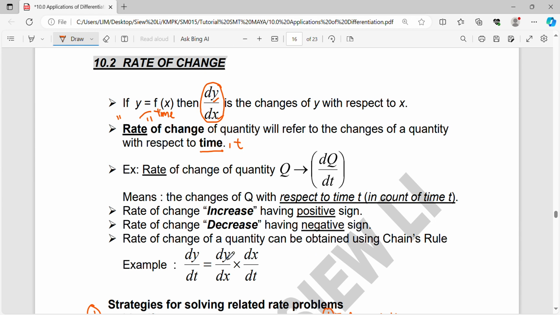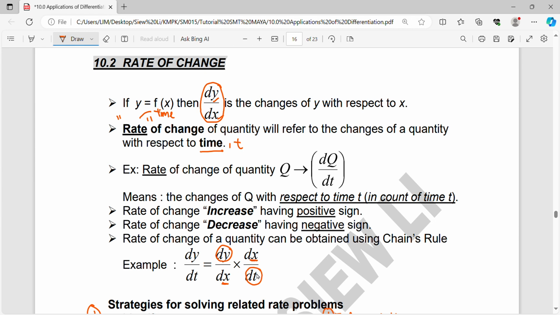Let's say we want to find dy/dt. How do we obtain this dy/dt? We start with the quantity y with respect to t. So we can notice that x here will be the chain rule, the variable to change y to the variable t. So the chain rule is dy/dx times dx/dt.